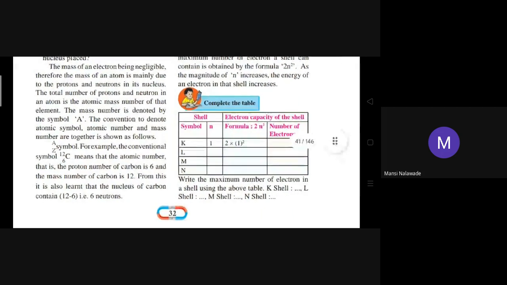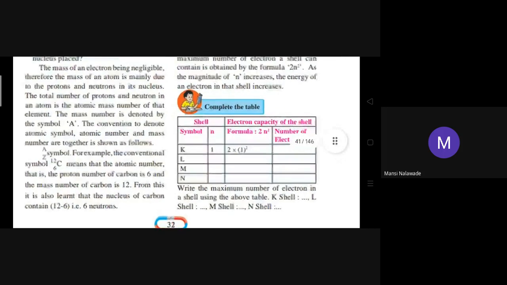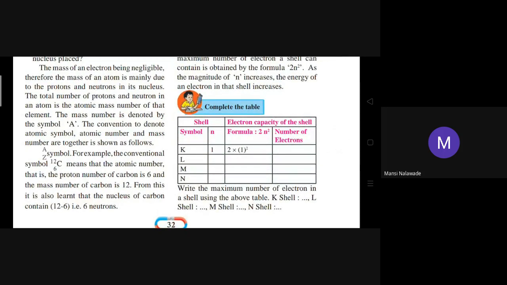See, as we know the mass of an electron being negligible, therefore the mass of an atom is mainly due to the protons and neutrons in its nucleus.